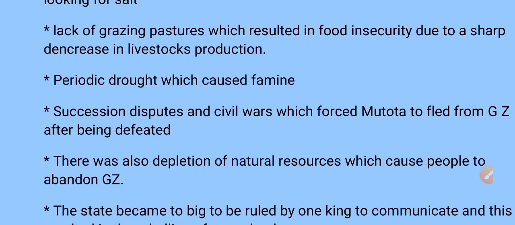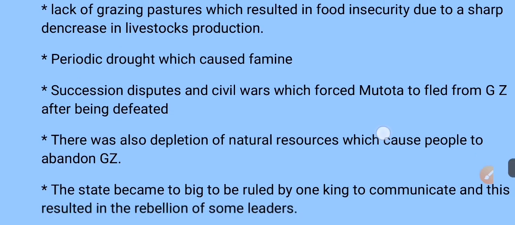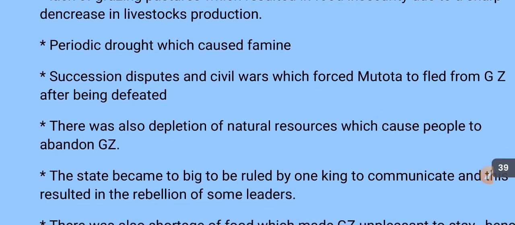So, the questions they can ask you. They can ask you to what extent did the economic factors lead to the rise of Great Zimbabwe. So you say, yes, it is true, to a great extent the economic factors contributed to the rise of Great Zimbabwe.